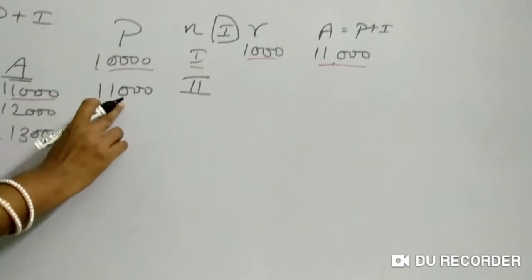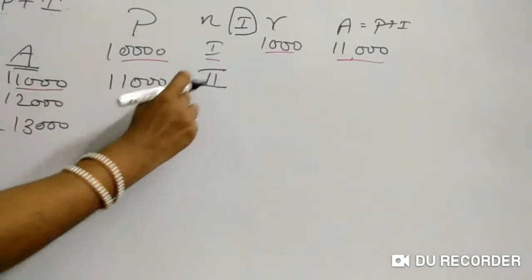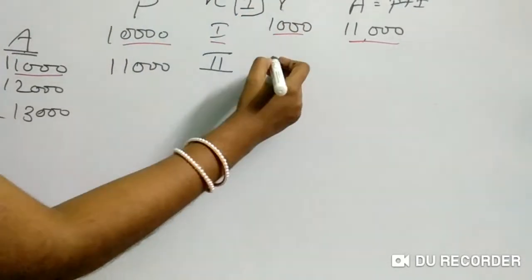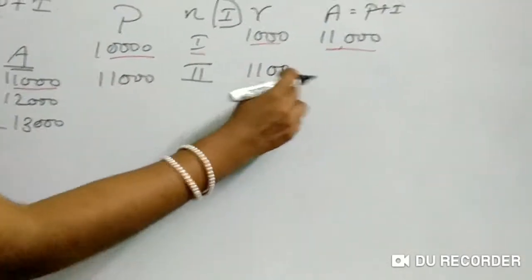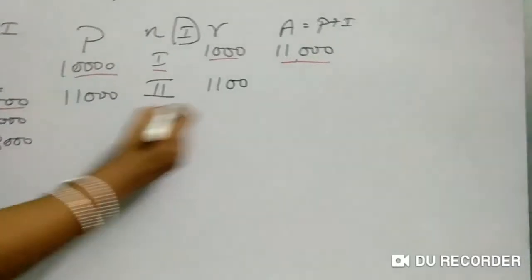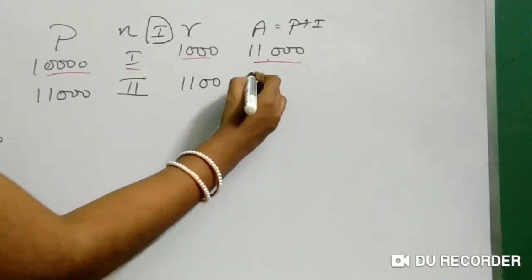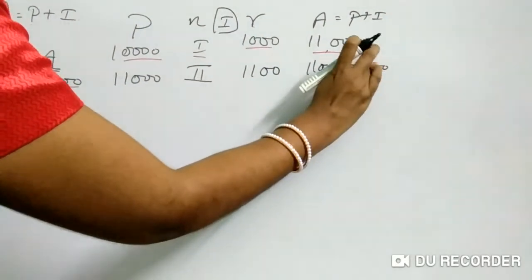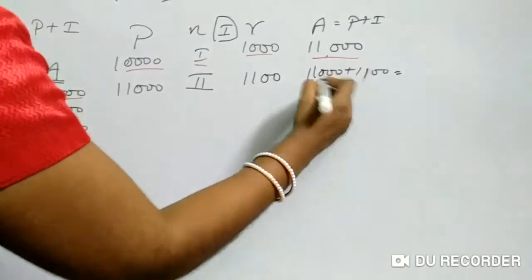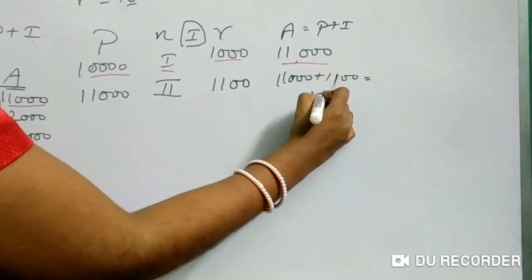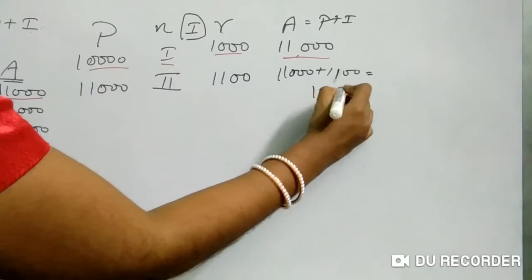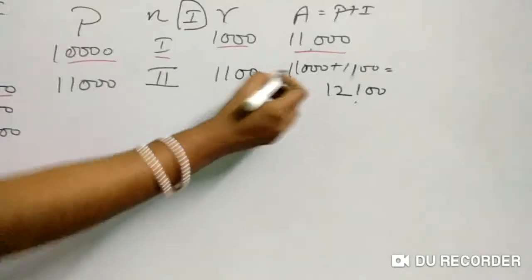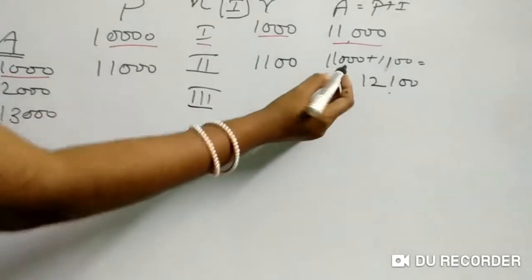But here, on 11,000 rupees, you are going to pay for the next year, for the same 10%, 1,100 rupees for the second year. So finally this amount will also increase. That is, 11,000 plus 1,100 rupees is equal to 12,100 rupees. And the next year, that is the third year, the principal again will change.